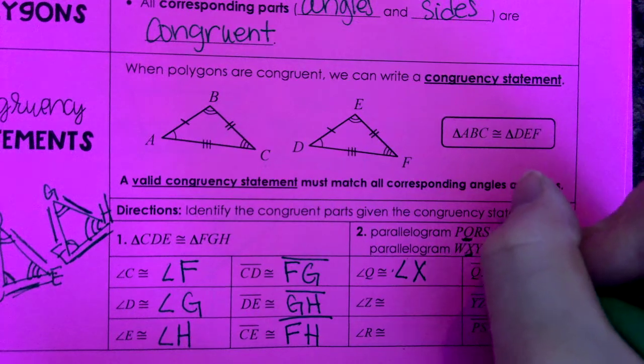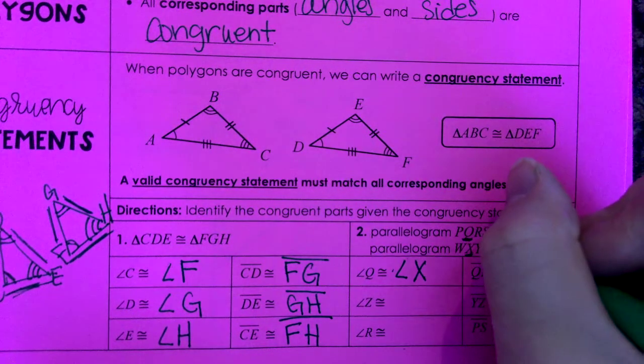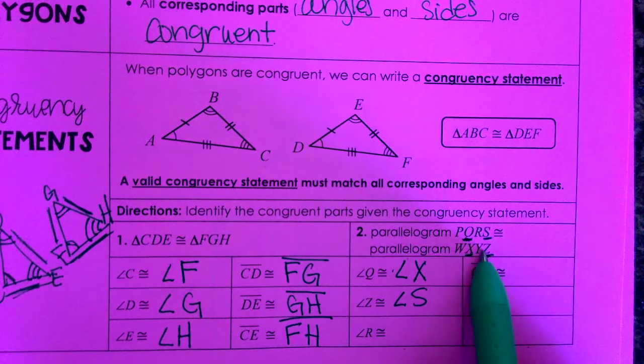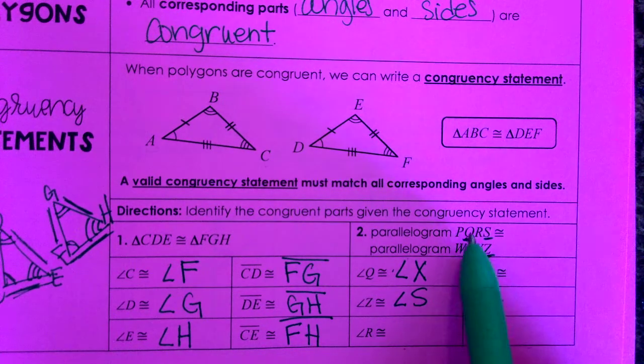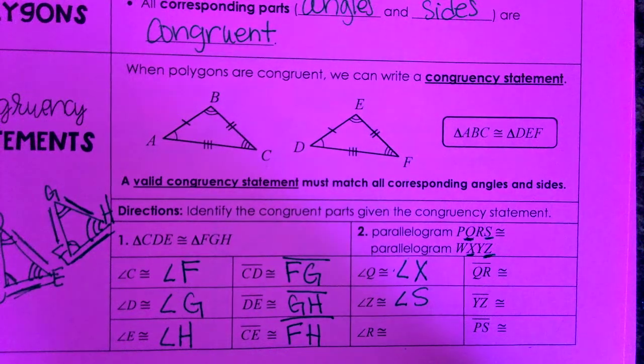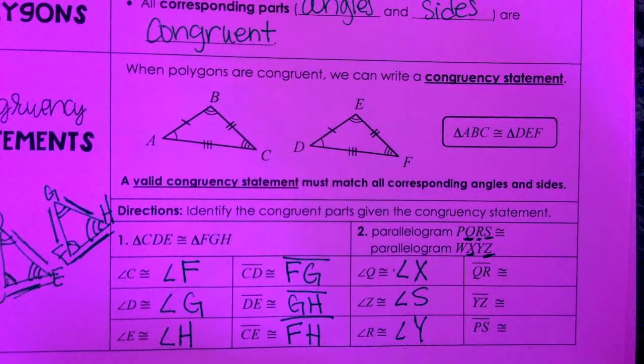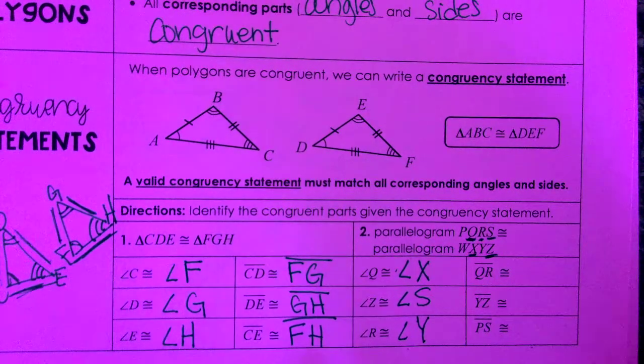Angle Z would line up with angle S, because it's the fourth letter in our set here, and S is the fourth letter in our set there. Angle R lines up with angle Y then. So that's how those line up, and that's what we're looking for.